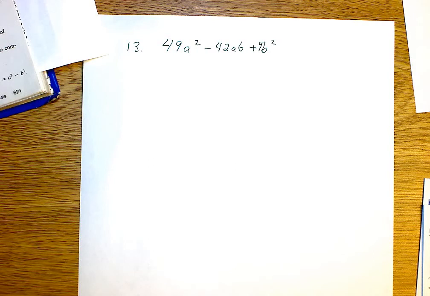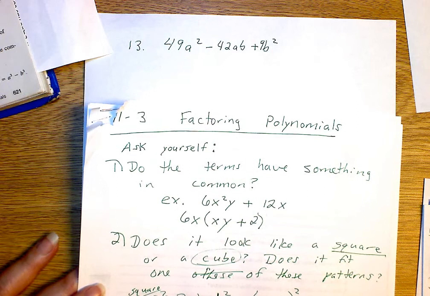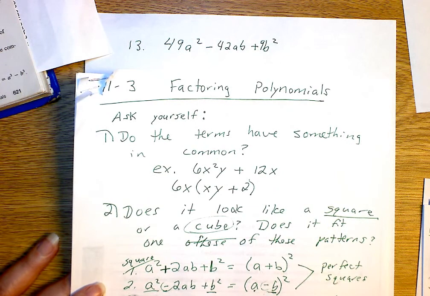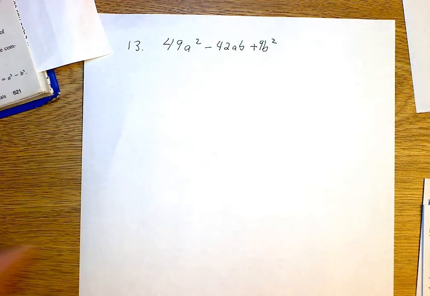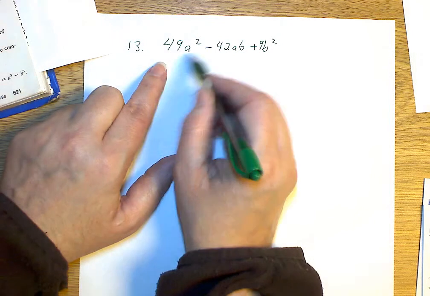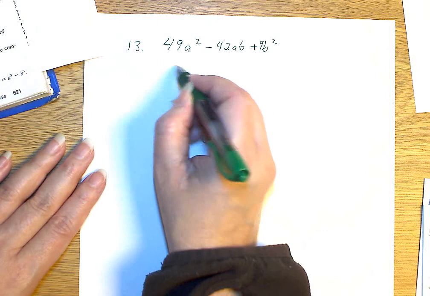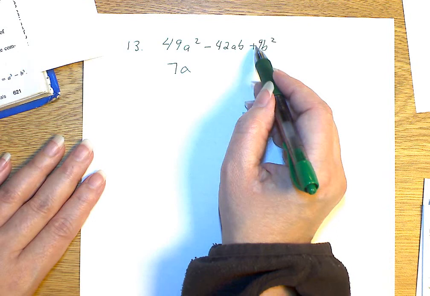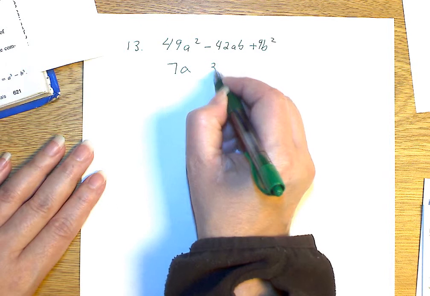Looking at my patterns, I have to see if this matches any of them, and it kind of looks like it's going to match my perfect square. So I'm going to see if it's a perfect square. If it's a perfect square, remember that you take the square root of the first. So the square root of 49 is 7. A squared is a. Then it told me to take the square root of the last. So the square root of the last is 3b.